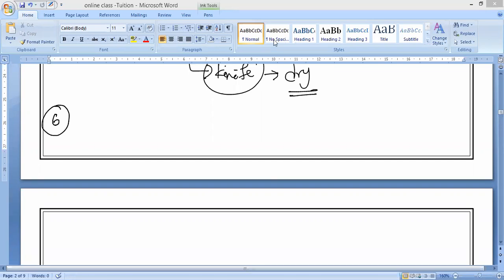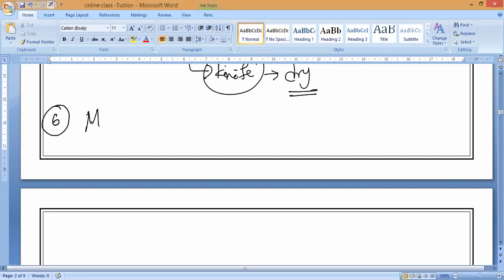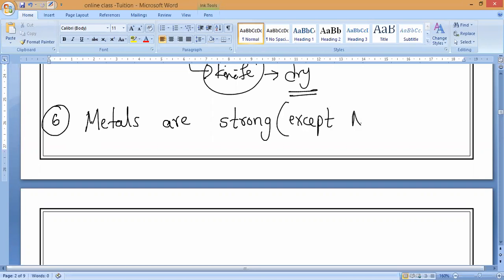What is that exemption? Anybody? Metals are strong except two things. What is that? Except sodium and potassium. You should remember. Here also an exemption is there. Please note it down: sodium and potassium.